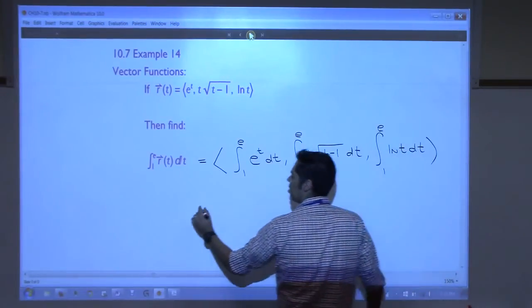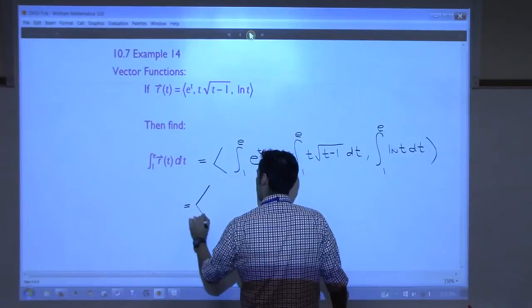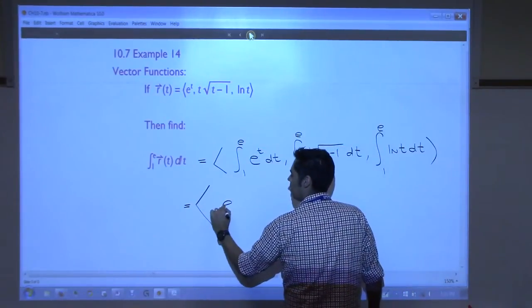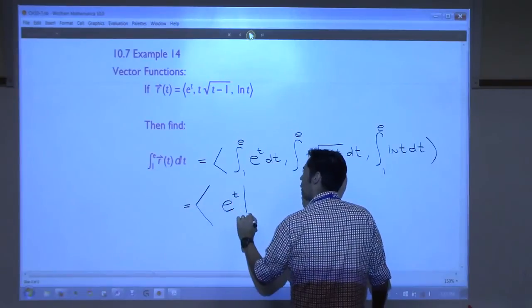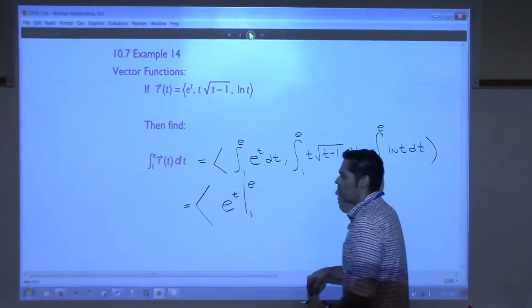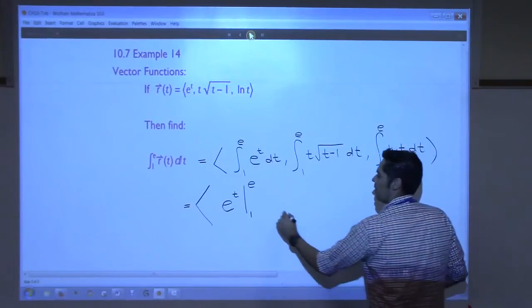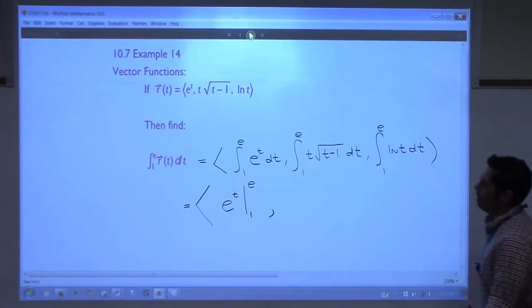What's the antiderivative of e to the t with respect to t? Itself, e to the t. And then I'm evaluating from 1 to e. You all comfortable with this notation? Yes? All right, and then the next one, how would you do that one?